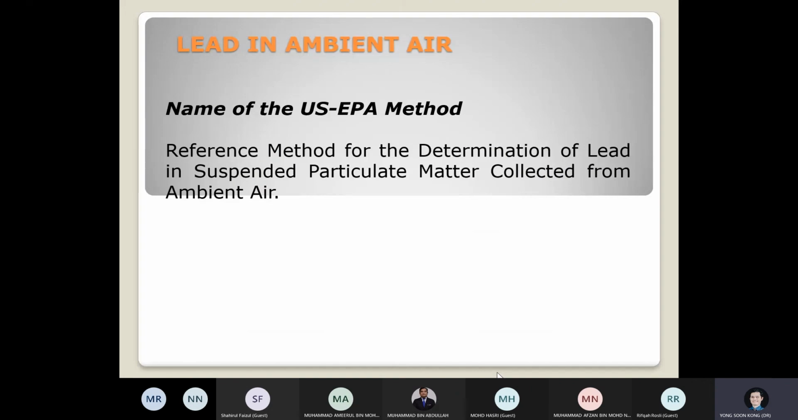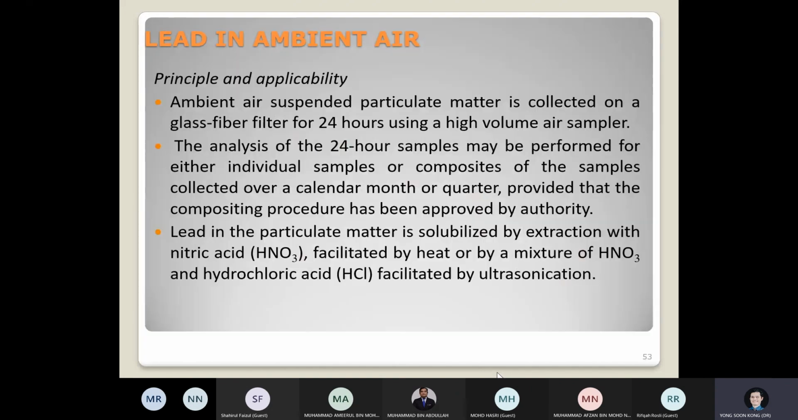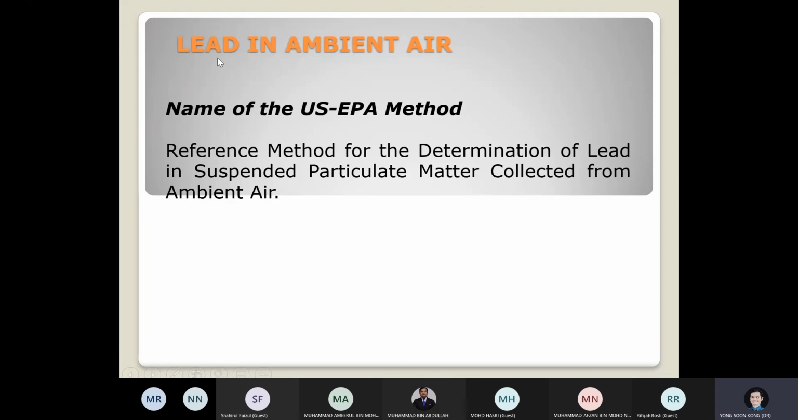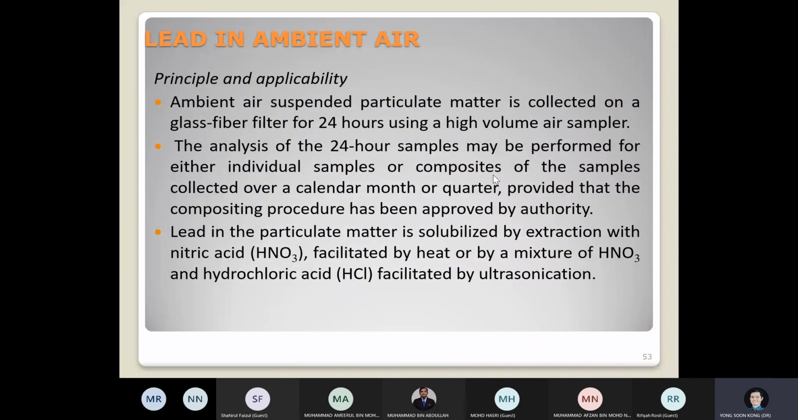Okay, so this one is suspended particulate matter. Or lead, sorry, lead. Now, to determine lead in ambient air, lead is not a gas. Lead definitely is not a gas. It is a solid, no matter what. So in order to detect lead in ambient air, we just determine how much lead there is based on the suspended particulate matter collected from ambient air. If you remember just now, total suspended solid, you collected it in 24 hours using a high volume air sampler.